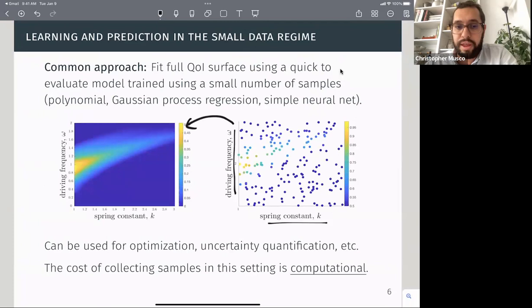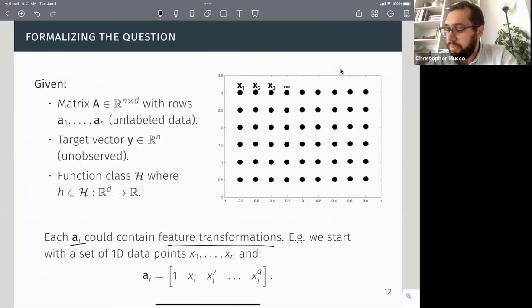When I think of a data point here, I'm not just thinking of it as the two-dimensional XY coordinate. Typically, we're thinking of A as containing some feature transformations of low-dimensional data points. So if I had, for example, one-dimensional data points, X1 through XN, we're drawing the real line, I might have a feature vector AI corresponding to each XI, which contains all the polynomial terms involving XI: 1, XI, XI squared, and so on. In this case, a linear model with the features in AI would correspond to fitting a polynomial in the original data point XI.